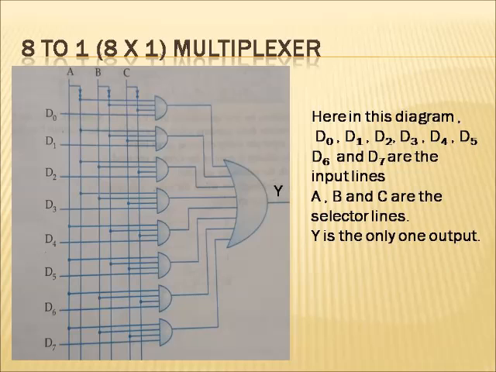Suppose you imagine a case where A is equal to 1, B is equal to 1 and C is equal to 0, which is 1, 1, 0. So the selected input line is D6. So it can produce one output line based on the selected input line.